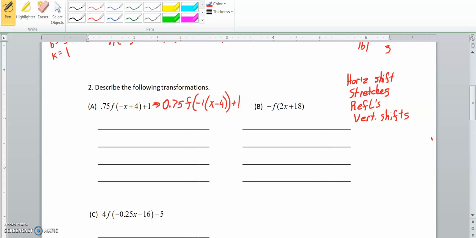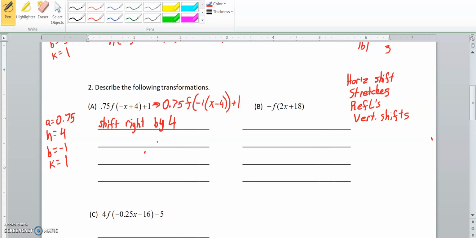So our horizontal shift, that did affect it. Let's go ahead and identify all of our coefficients. H is 4, B is -1, K is 1. So when we look at this, we say shift right by 4. There we go. So we got our horizontal shifts.